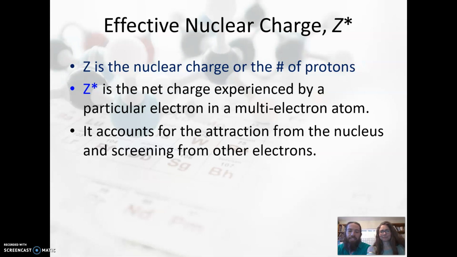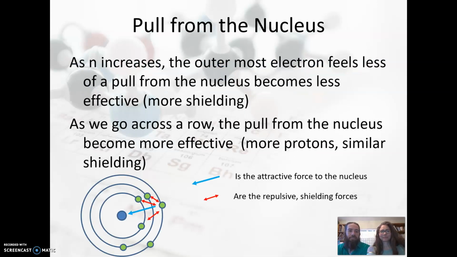And let's take a look at a picture that I think will make a lot more sense. So we have the nucleus in the center, and that's where all of our positive charge is. So there's our actual nuclear charge. As n increases, so as we get further and further away from the nucleus, the outermost electron will have less of an attractive force pulling on it from that nucleus. And the reason is because it experiences shielding of the other electrons that are in between it and the nucleus.